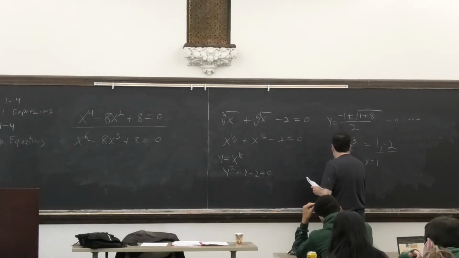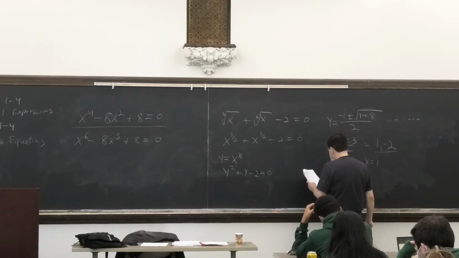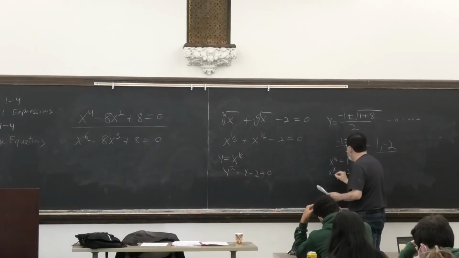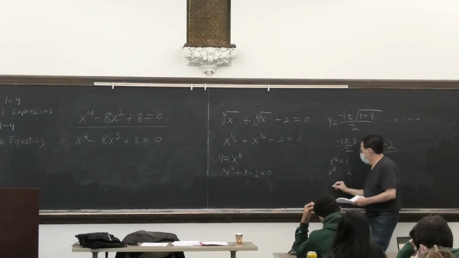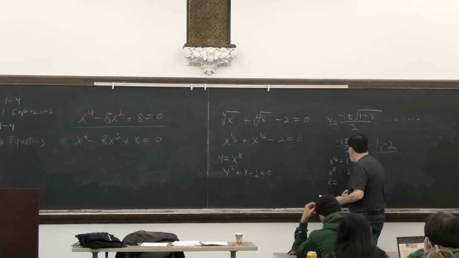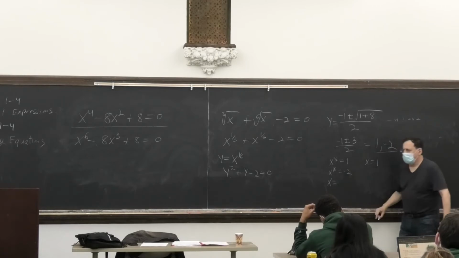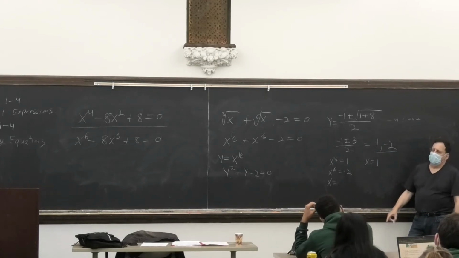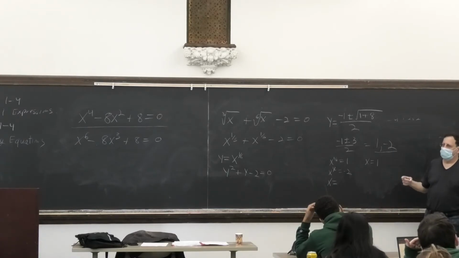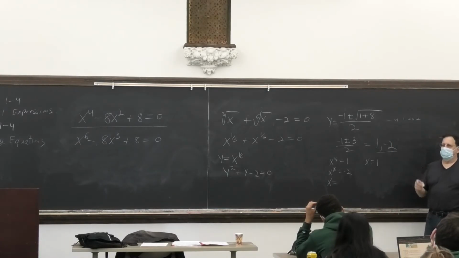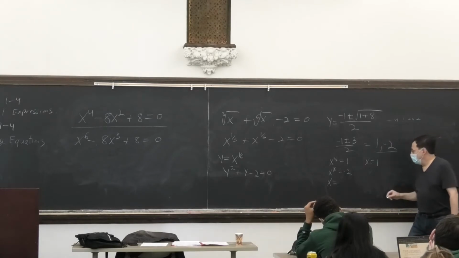And x to the 1/6 equals minus 2. Well, let's raise this to the 6th power. That's going to be x equals minus 2 to the 6th power. Again, computer science people, know your 2's: 2, 4, 8, 64.